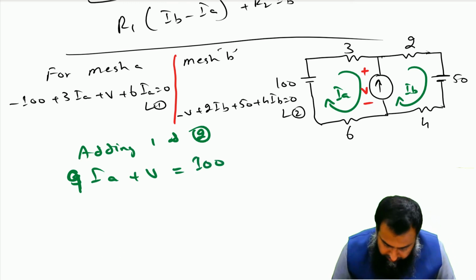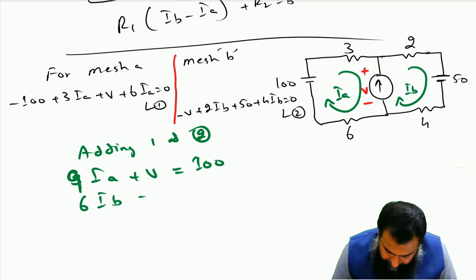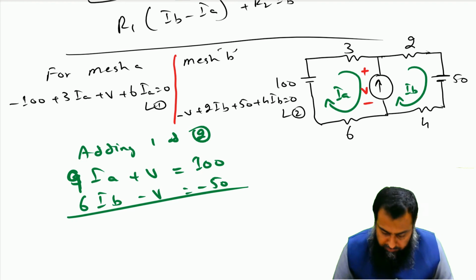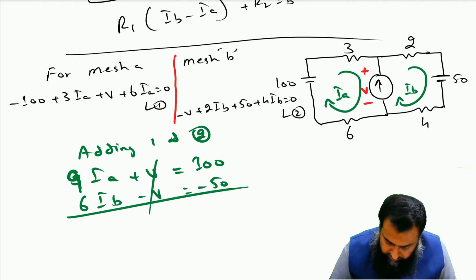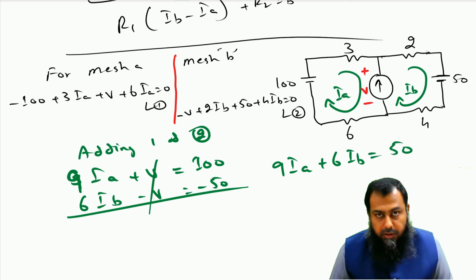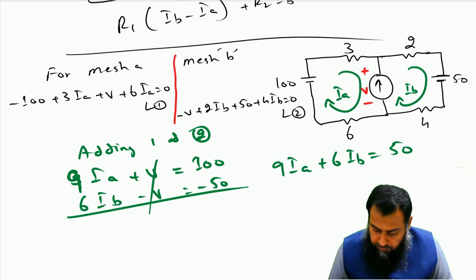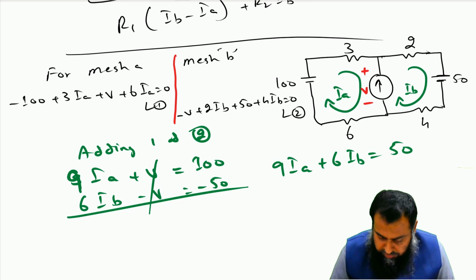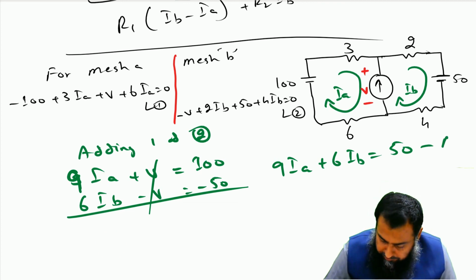Here we have 6 times IB minus V, and that is equal to minus 50. If I add these two equations together, I will get rid of this V, and the resultant equation is 9IA plus 6IB is equal to 50. So this is the equation that I will get. Let me call this equation number A.